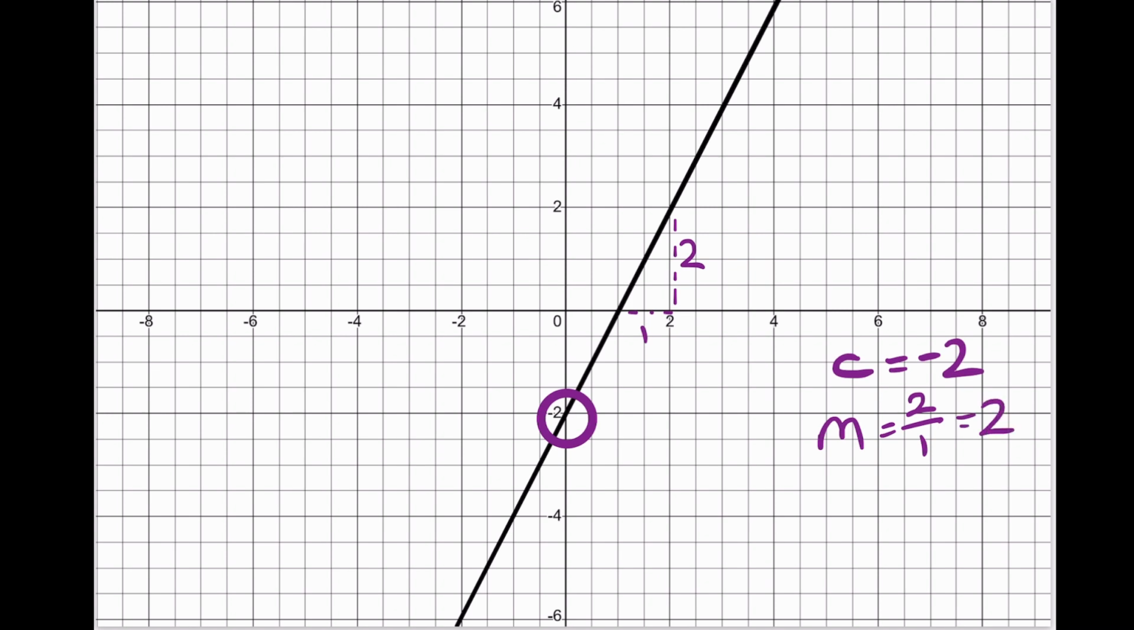Right, remember that equation: y is equal to mx plus c. So let's start writing out the equation.